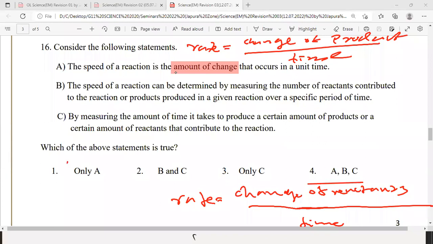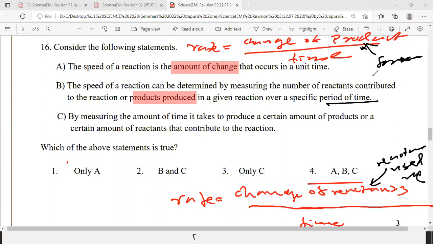Then next one, the speed of reaction can be determined by measuring the reactants contributed to the reaction or products formed. Change of products means what? Product formed. Here the reactants used up, the amount of reactants used up, or the amount of products formed over time taken. So if you find final minus initial, you can get the change of the products. Or initial minus final, you get the change of the reactants over time taken.